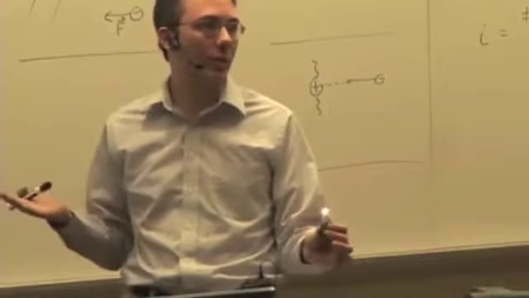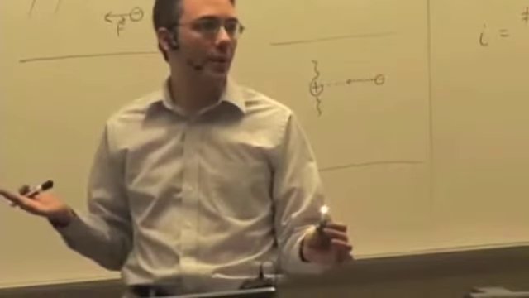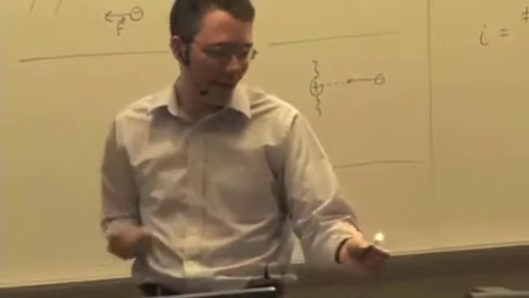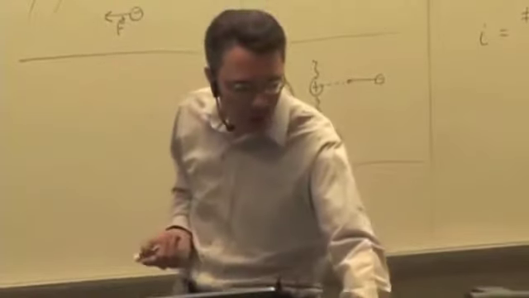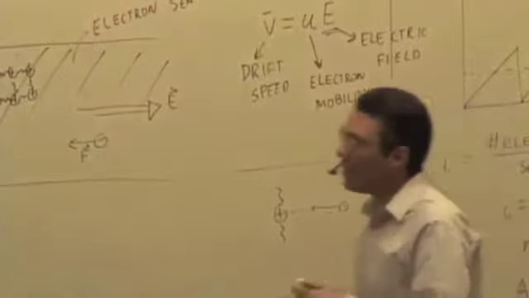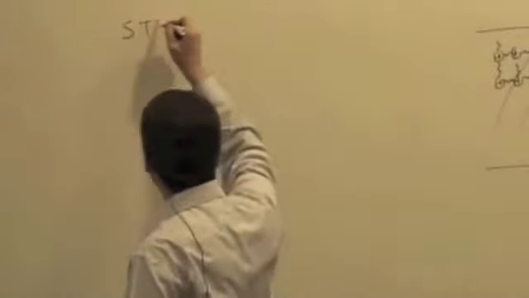What's true in static equilibrium in a metal? The electrons have stopped moving, right? So clearly the electrons are moving here, right? So this isn't a case where we have equilibrium. So we can therefore have an electric field inside the metal, okay? And this is something that we're going to call a steady state.